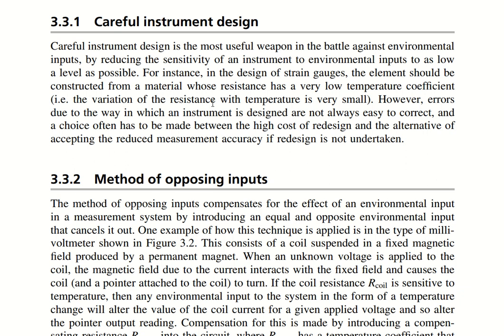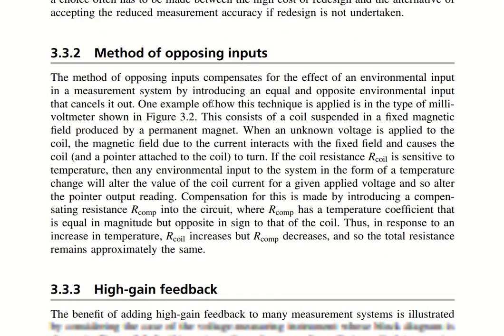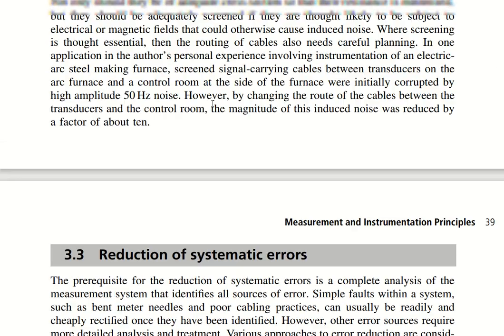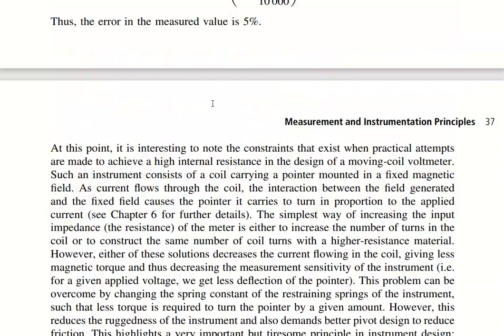Second point would be the method of opposing inputs, that compensates for the effect of the environmental inputs in the measurement system by introducing equal and opposite environmental inputs that cancel it out, right? A simple example of this technique is applied in the type of millivolt meters, as you can see in figure 3.2, let me show you.